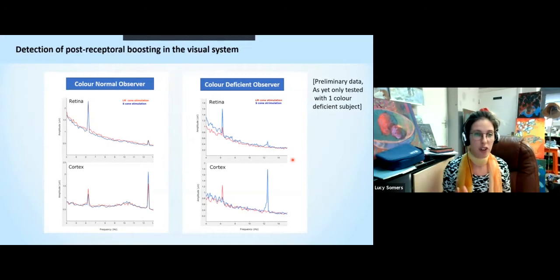So this is ongoing research. We hope to collect more data after the pandemic and to see if this pattern continues with further observers.